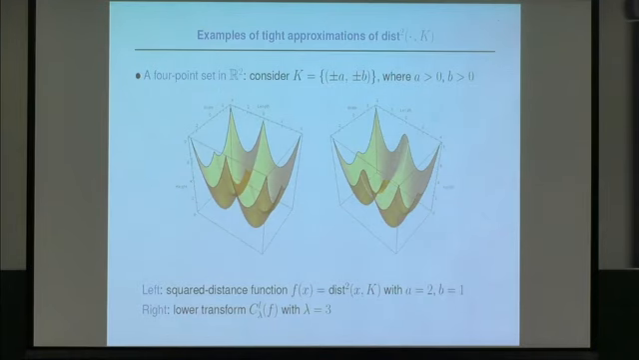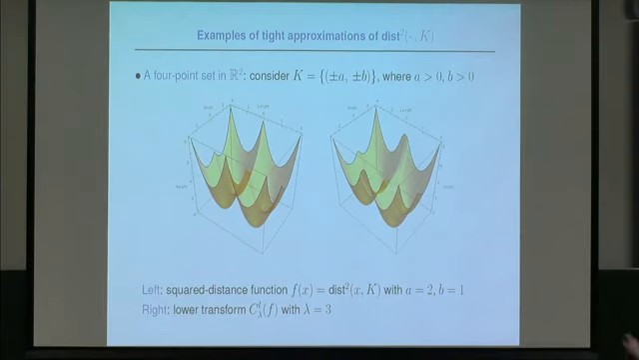Okay, so this is basically what we're about to use, but before I do that, let me show you a couple of quick examples. Here we're just taking a 4-point set in R^2. Here I'm working with the distance squared to the set K. K is just the set consisting of (A, B), (A, -B), etc., so just the 4 points on the vertices of a rectangle. And the picture on the left-hand side is just the graph of the square distance function to the set K in the particular choice where A is 2 and B is 1. Okay?